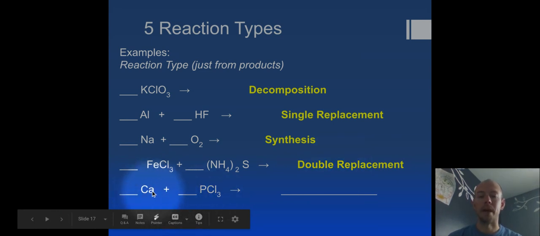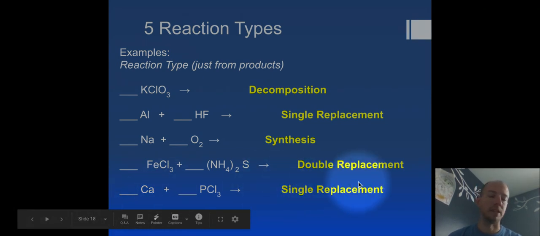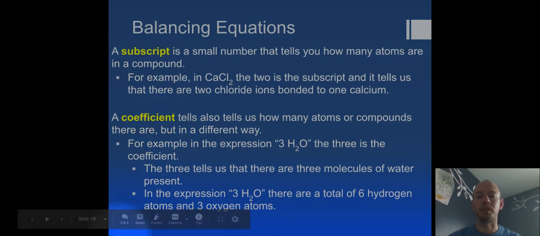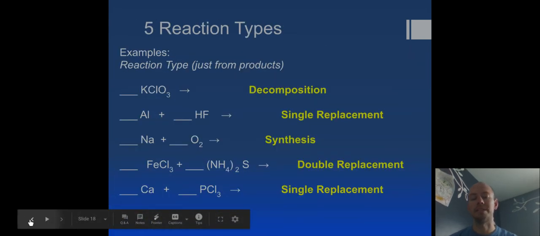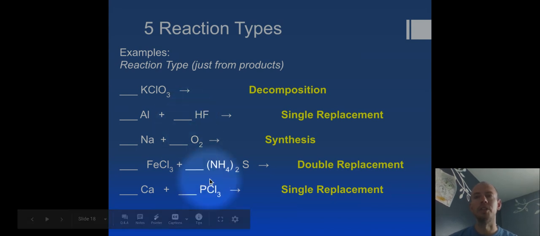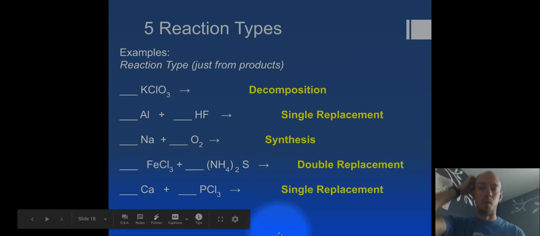Element and compound here is very similar to up here, but a different version of it. Element and compound will make a single replacement. So sometimes you can look at both reactants and products, but sometimes you can look at just reactants, sometimes just products, and even know what is what.